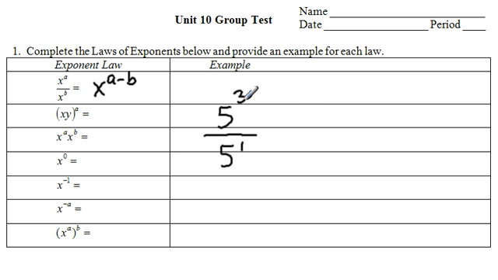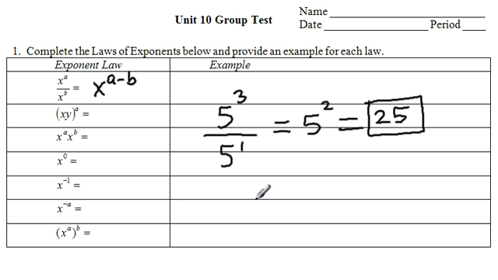Over here you would do 5 to the power of 3 minus 1 is 2. So the answer would be 5 to the power of 2, since the rule is to subtract the powers. And 5 squared can be simplified. It means 5 times 5, which is 25. And there's your final answer. So this could be an example of this particular law.